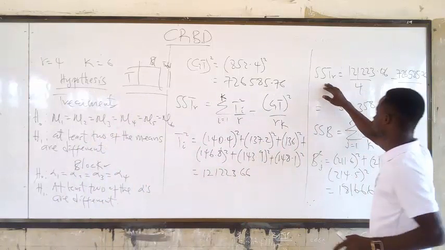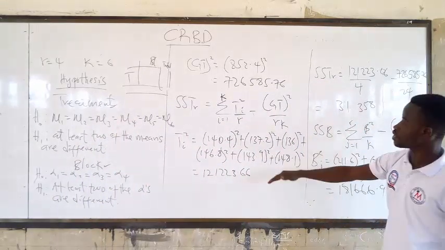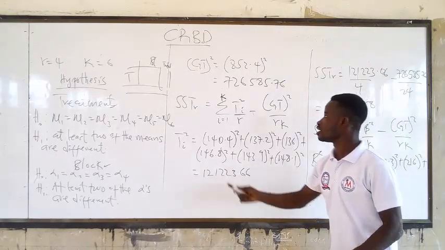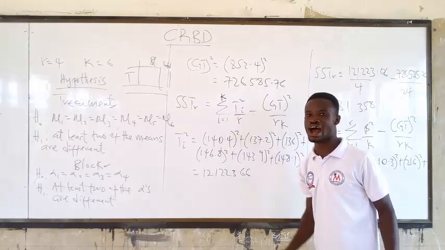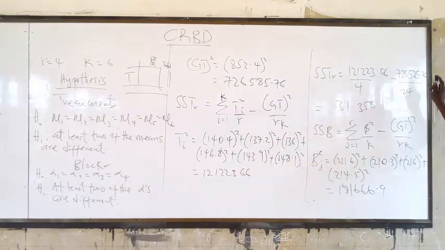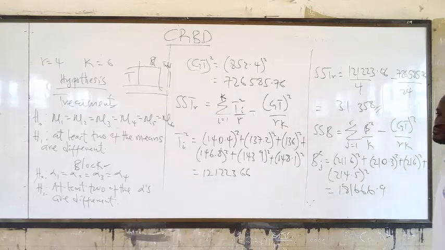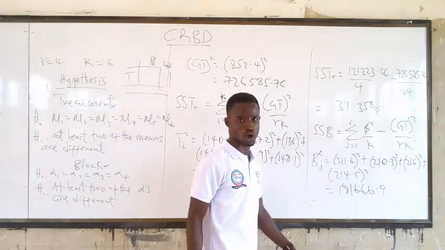So when you come to sum of square treatments, then it becomes this over what? The 4. I have told you already, sum of square treatment means is K, so you divide by R. Alright, so you get that to be 31.358. Now let's look at sum of square of the block.